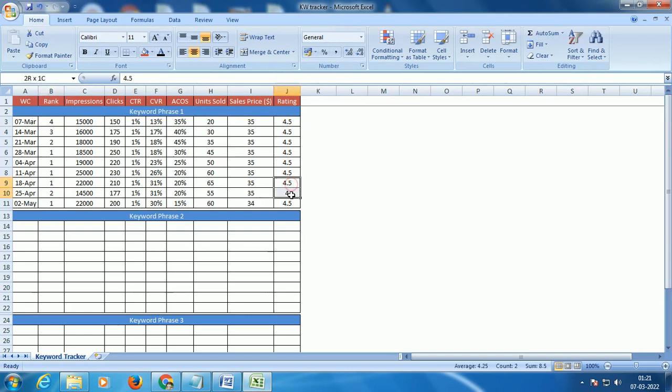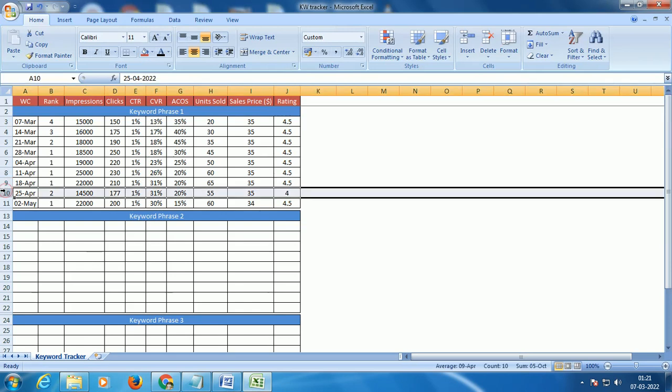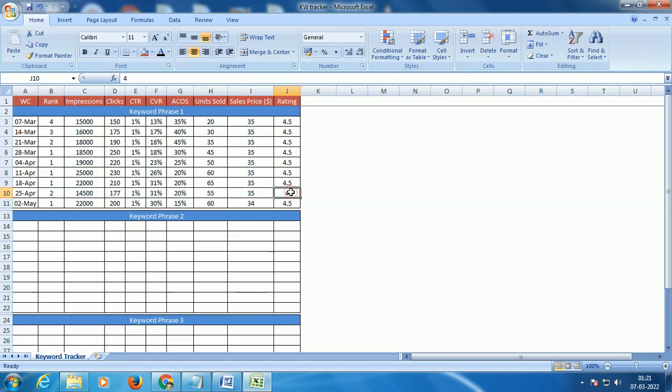reviews also dropped, right? You see here, until week commencing 18th of April, I had 4.5 stars, and then during week commencing 25th of April, I got only 4 stars. So technically I got some negative review, right? So it is very much my goal now to work upon it. I need to work on this review, and I also need to make sure I get more reviews in order to reduce the impact of one negative review.